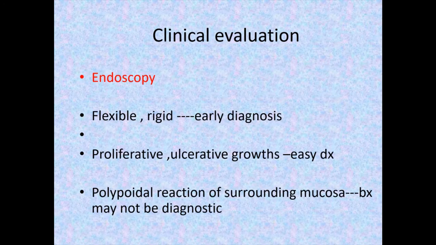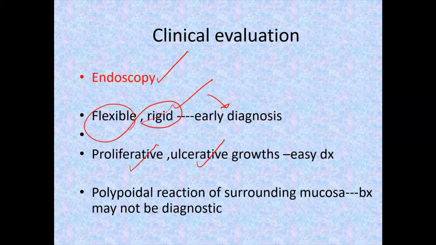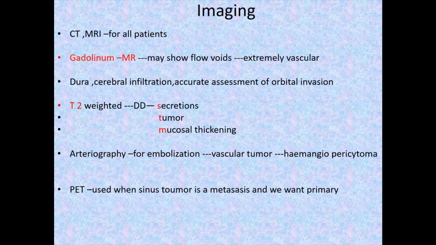Endoscopy is helpful in the diagnosis, whether flexible or rigid, for early diagnosis. There can be proliferative growths or ulcerative growths. Proliferative growths are cauliflower-like. Ulcerative growths are just like ulcers formed on the skin. And with polypoidal reaction, there can be polyp formation also, and it may not be diagnostic, of course. It can be a normal polyp also.